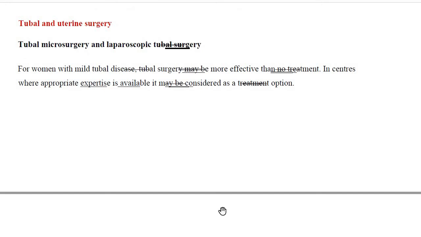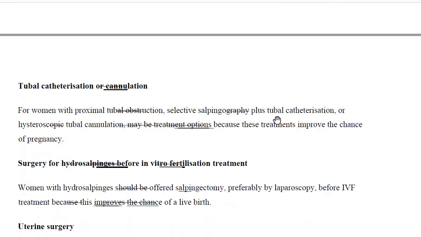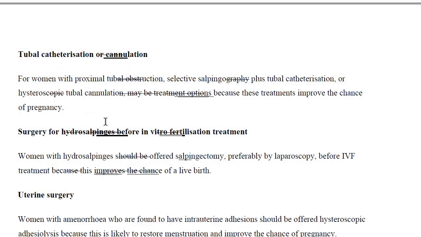Now tubal and uterine surgery. Tubal microsurgery and laparoscopic tubal surgery, what should be done? For women with mild tubal disease, tubal surgery may be more effective than no treatment, and in centers where appropriate expertise is available, it may be considered as a treatment option, like microsurgery of the tube. Tubal catheterization or cannulation: for women with proximal tubal obstruction, selective salpingography plus tubal catheterization or hysteroscopic tubal cannulation may be a treatment option, because these treatments improve the chance of pregnancy.